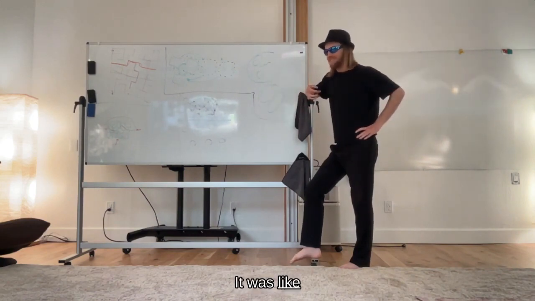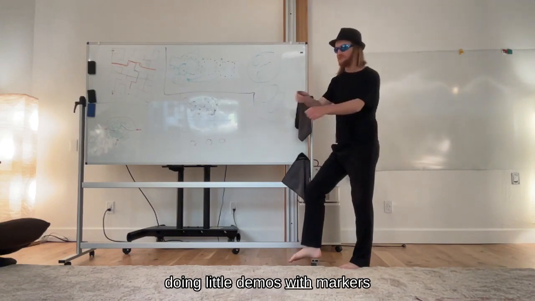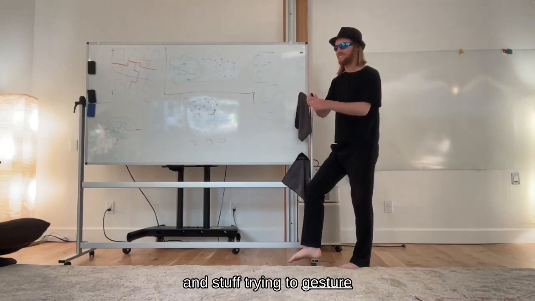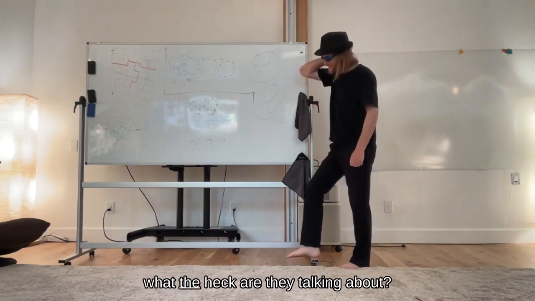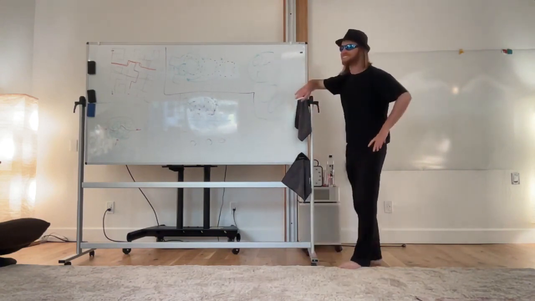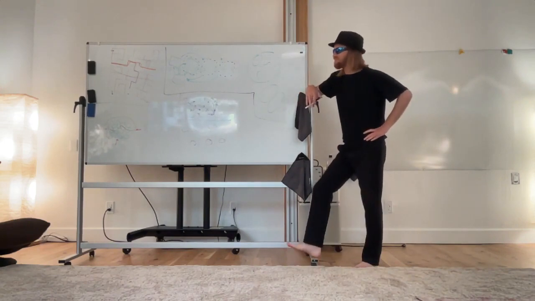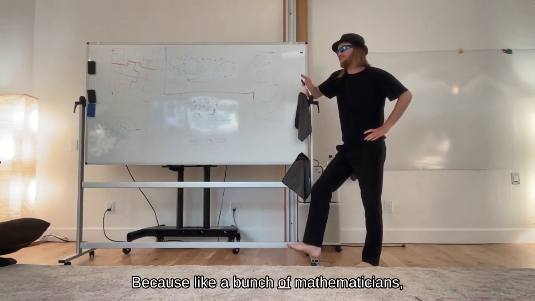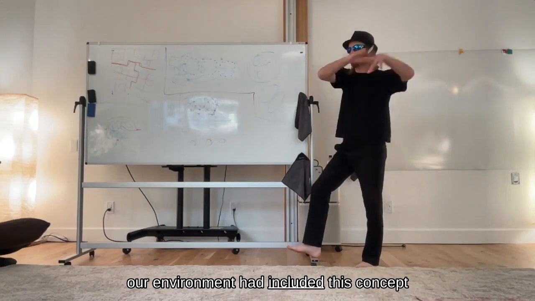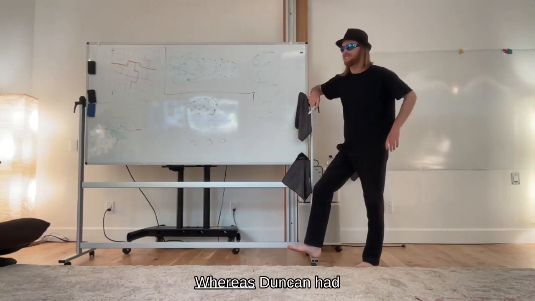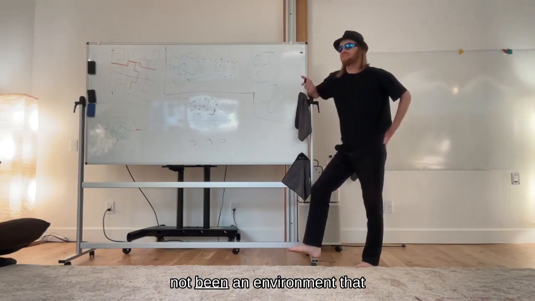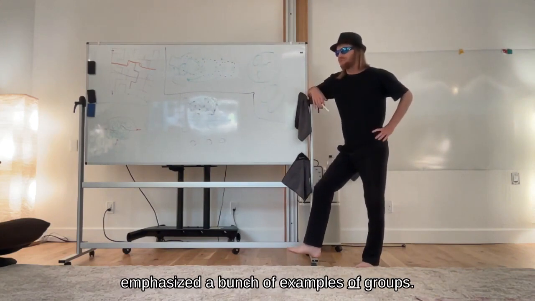Okay. It was like an hour and a half of us doing little demos with markers and stuff, trying to gesture at the concept of a group, and him trying to be like, what the heck are they talking about? Okay. But yeah, that's because it was a bunch of mathematicians, our environment had sort of included this concept and showed us a bunch of examples that emphasize it. Whereas Duncan had not been in an environment that emphasized a bunch of examples of groups.